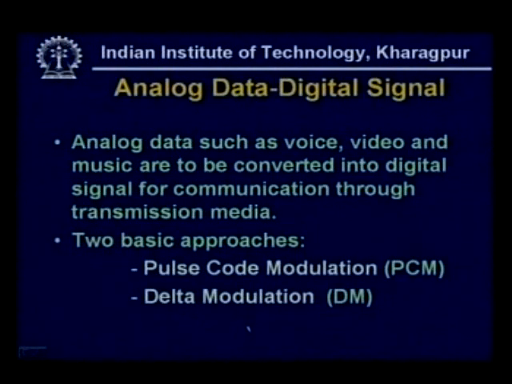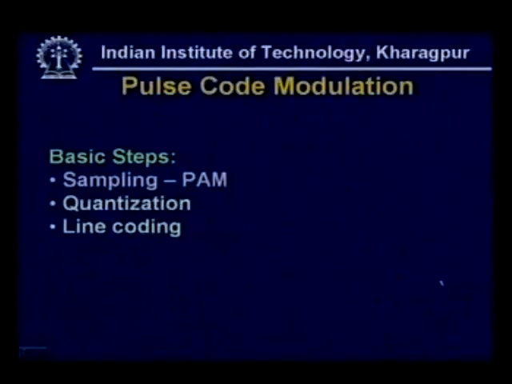And for that purpose, there are two basic approaches. The first one is known as pulse code modulation and the second one is known as delta modulation. So, in this lecture today we shall discuss these two schemes, pulse code modulation and delta modulation, one after the other. Let us first concentrate on pulse code modulation. Pulse code modulation has three basic steps: sampling, quantization and line coding. Suppose this is the analog signal.